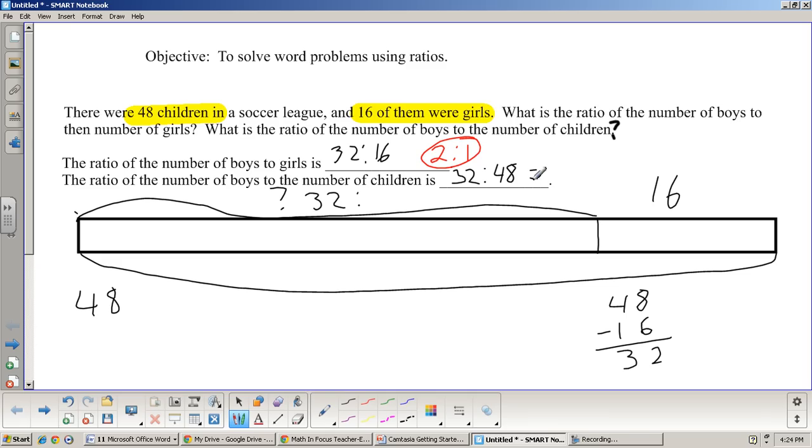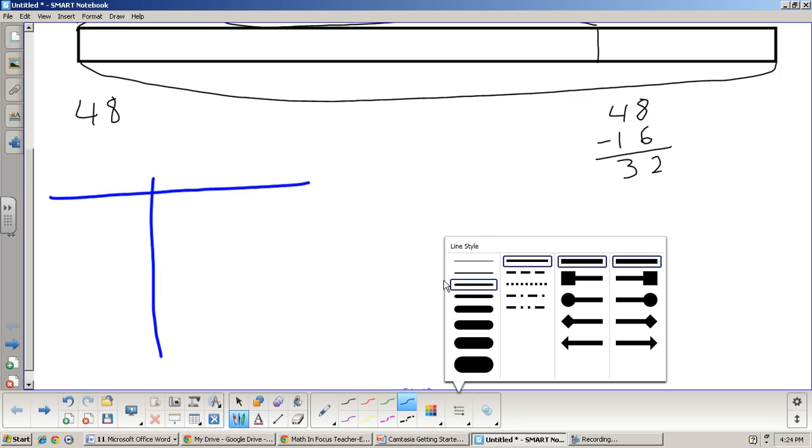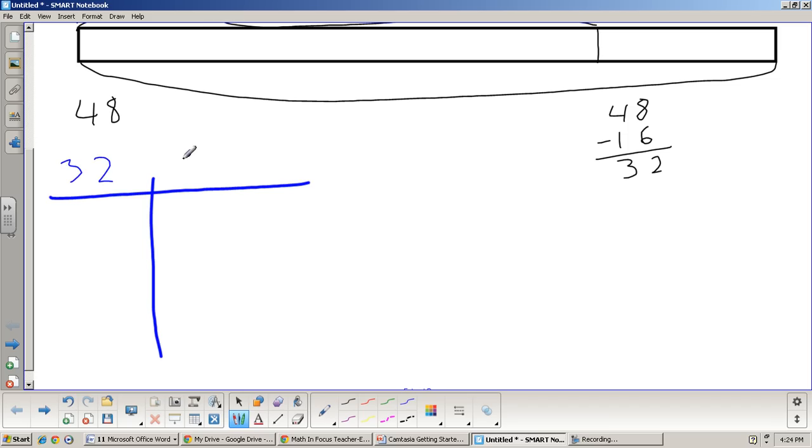Can this be simplified? The answer is yes. If you know your factors, you can come up with one. The greatest common factor for 32 and 48, let's say you're not sure. What should you do? You should make a T-chart. 32 and 48, these are bigger numbers. Here we go. 32, 48. I'm looking for the greatest common factor.